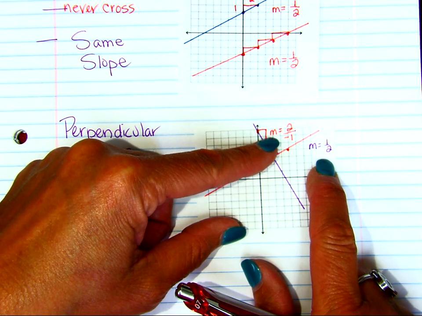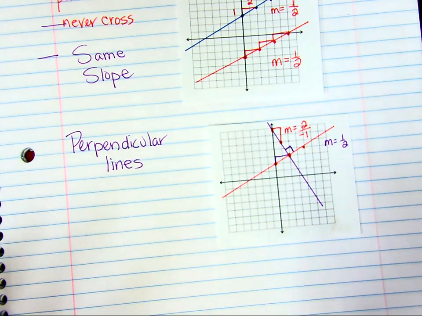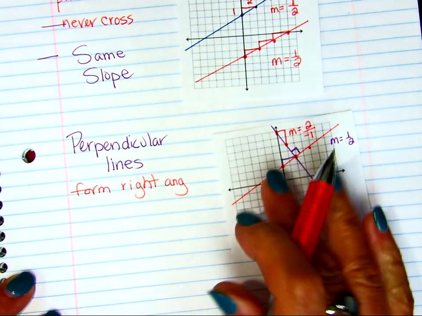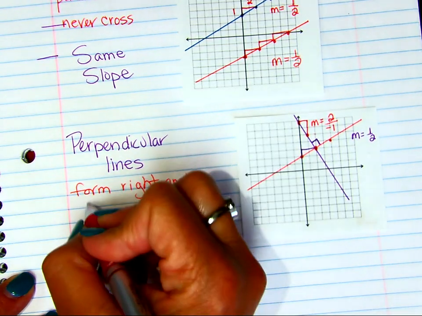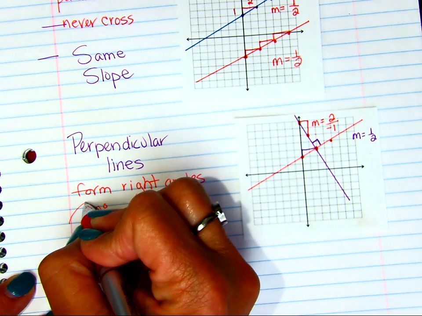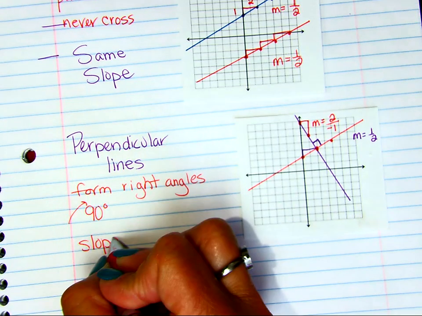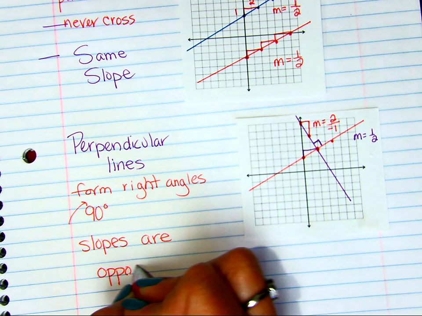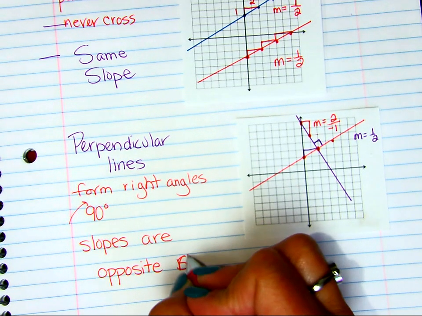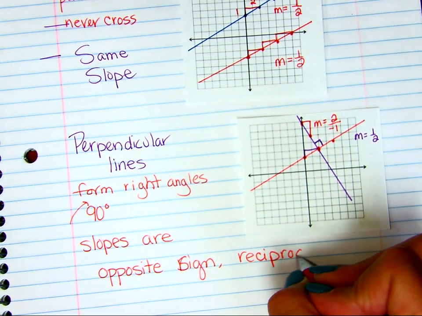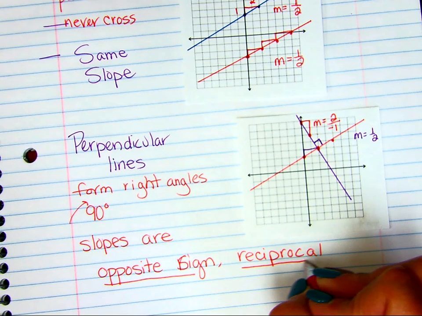Okay? So perpendicular lines form 4 right angles, 90 degrees. And also, their slopes are opposite sign reciprocals. In other words, opposite sign, that's explanatory, and then you could say flipped.